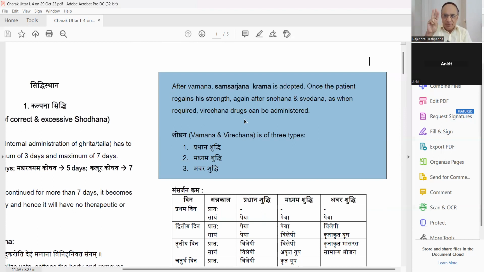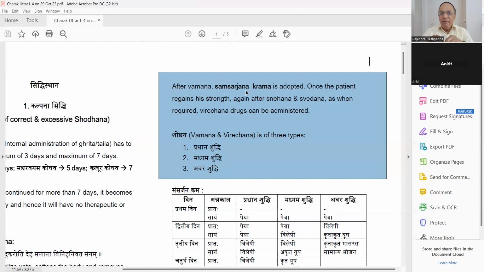Similarly, in Panchakarma there are 3 steps. Don't forget them. Write down: Purva Karma, Pradhana Karma, Paschat Karma. In any Panchakarma, be it Vamana, Virechana, Basti, or Raktamokshana, Purva Karma is Snehana and Svedana. Pradhana Karma is Vamana, Virechana, Basti. Paschat Karma is called Sansarjanakrama. Please write down this word, important for SAQ.